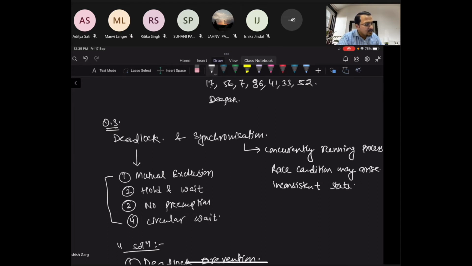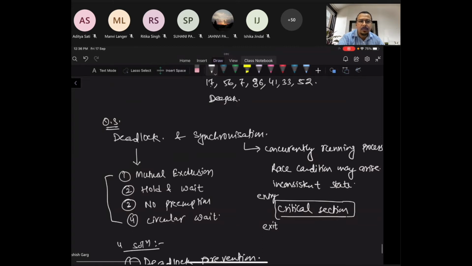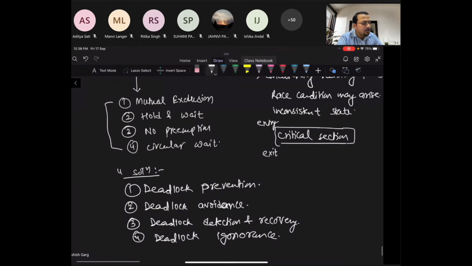So the section which is having the common variables, shared memory, is called the critical section, and we have to safeguard this critical section by using entry and exit points. In order to make our processes synchronized, we have some solutions.